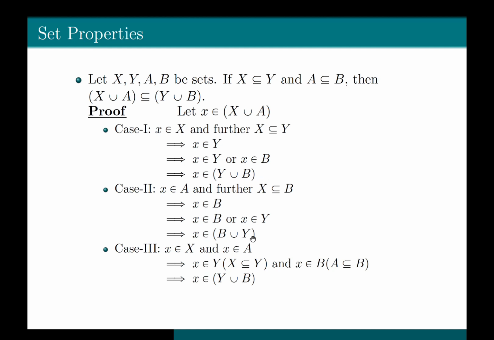B union Y is because union is commutative. This B union Y also means Y union B. And also in the third case, we have Y union B. So from all three cases, we can conclude that X union A is contained in Y union B.